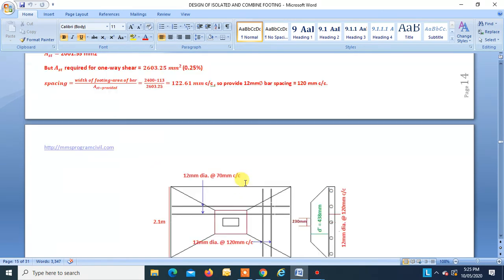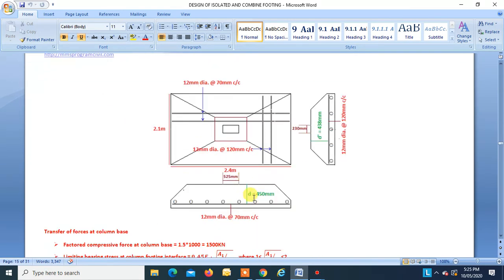Now we can see we have taken average D. So I have written D equal to 450, and D here also should be equal to 450 because we have taken average. Sorry, it's a mistake. D in this direction also is taken as 450.